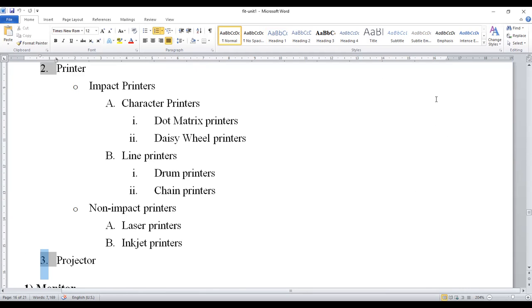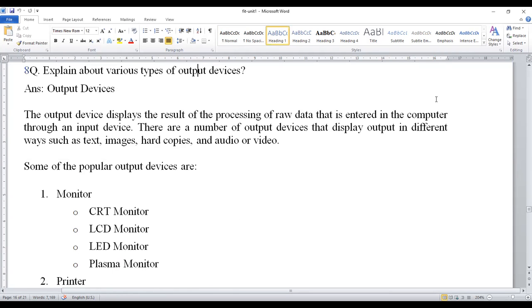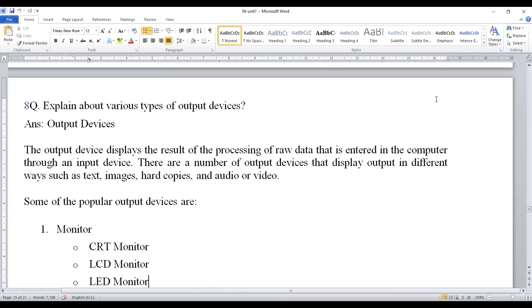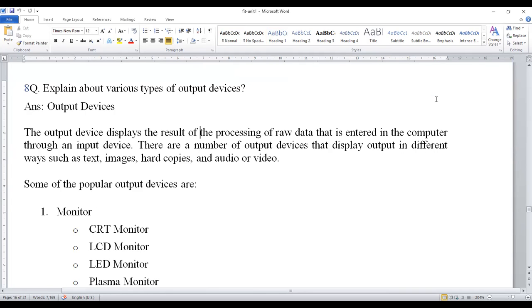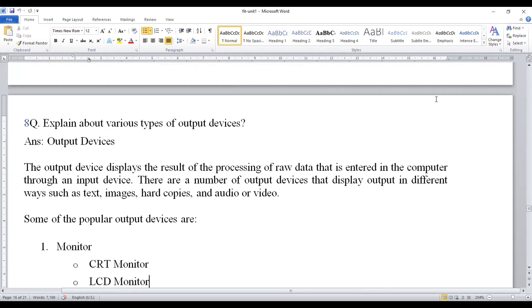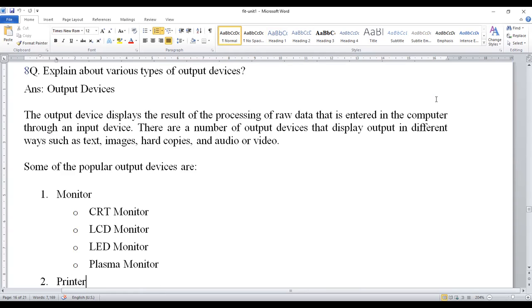Now it's about printers and the various types of output devices. All the input devices are completed. Now we are going to learn about the output devices. The output device displays the result of the processing of raw data that is entered in the computer through an input device. There are a number of output devices that display output in different ways, such as text, images, hard copies, and audio or video.